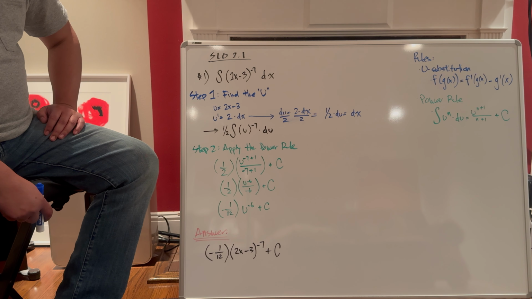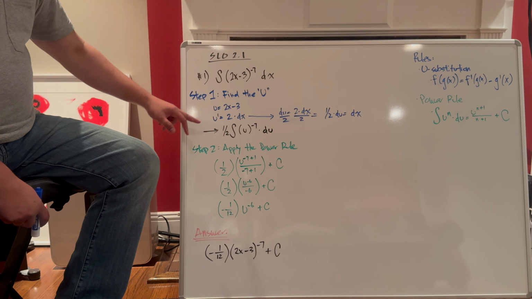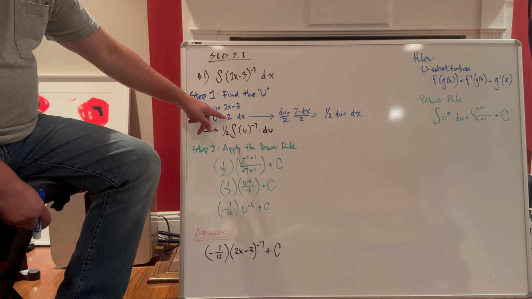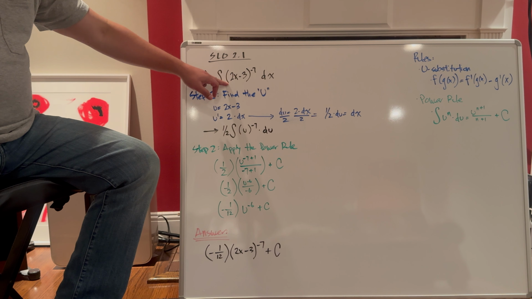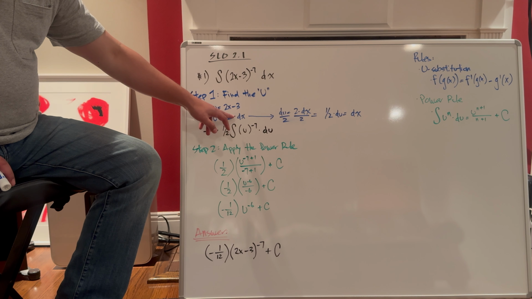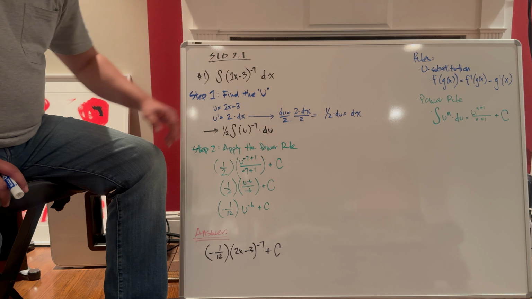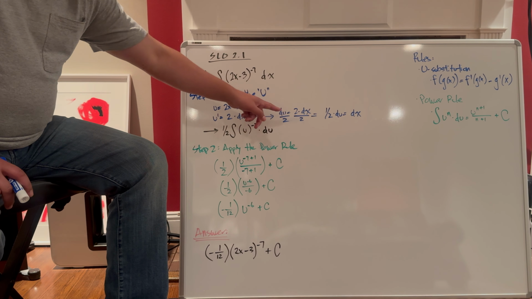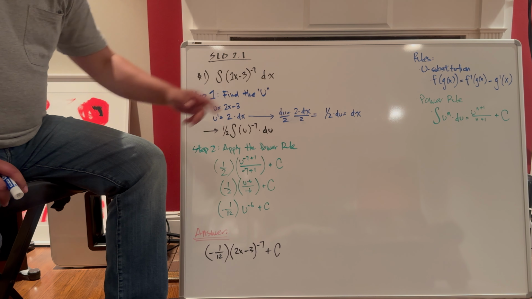So we identify the u, and we have 2x minus 3 as the u here. And then u prime, which is the derivative of 2x minus 3, is simply 2. But we need it to be in this format in order to have an accurate substitution. So du equals 2 times dx. We need that dx to be isolated, so we divide by 2. Now we have du divided by 2, which gives us 1/2 du equals dx.